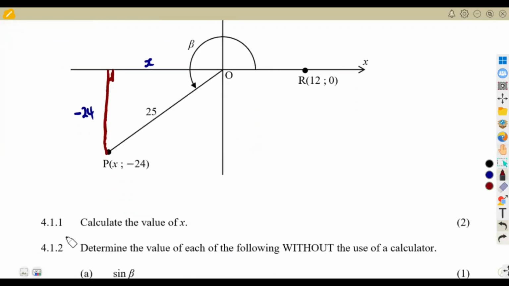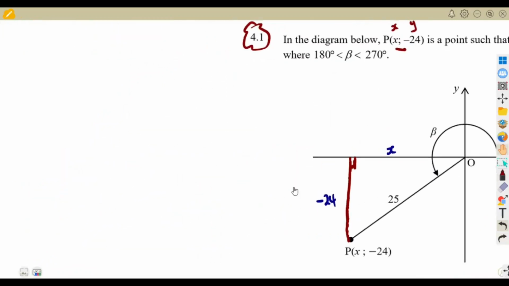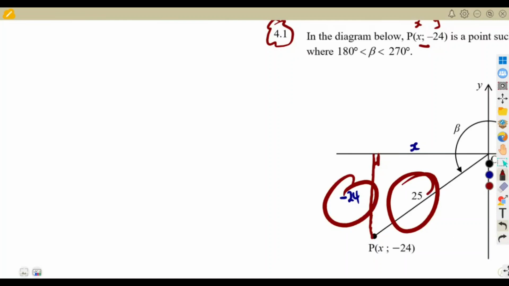The first question is 4.1.1, calculate the value of x, and that is 2 marks. Like I was saying, we have a right-angled triangle that we have completed here. From this right-angled triangle, how can we calculate the length of the third side given two sides? We are back to our Pythagoras theorem in that case.